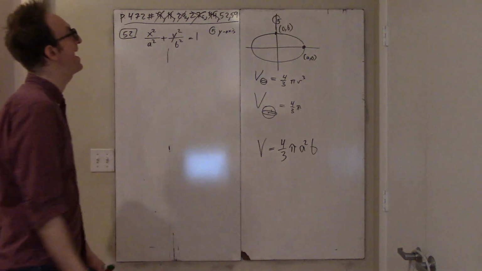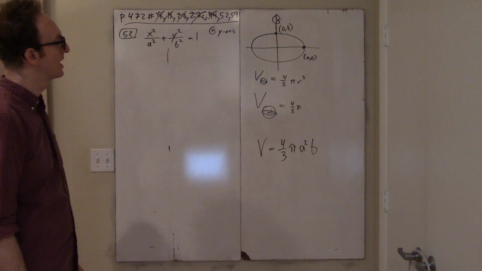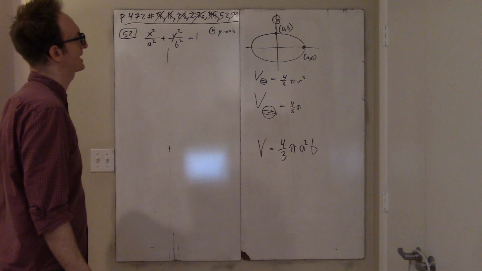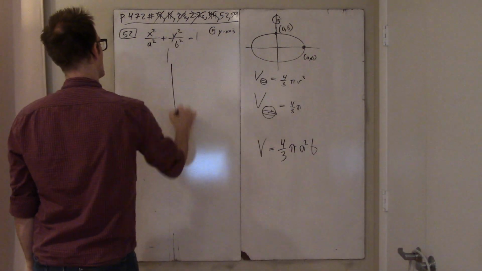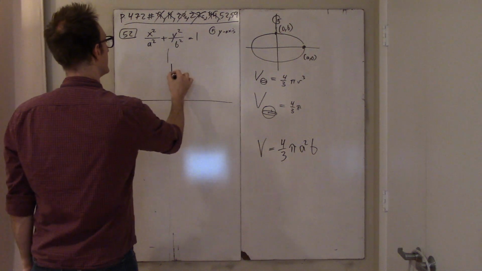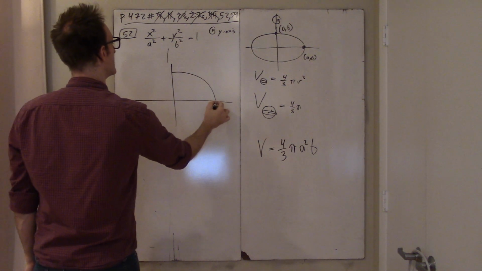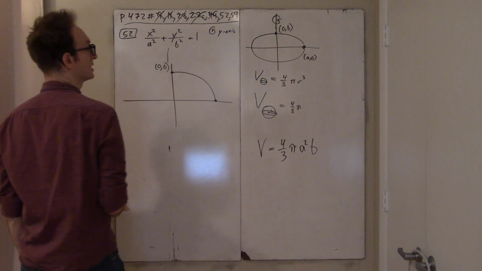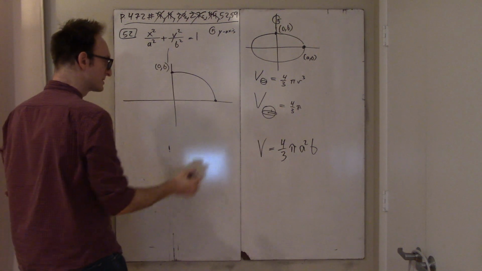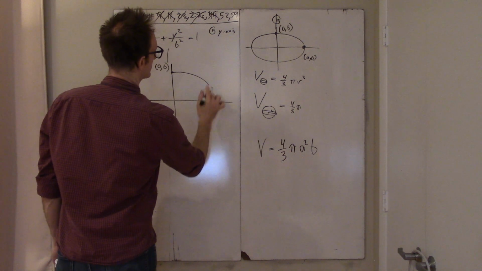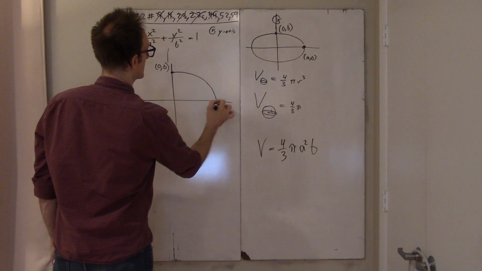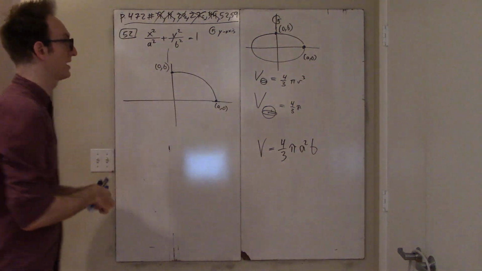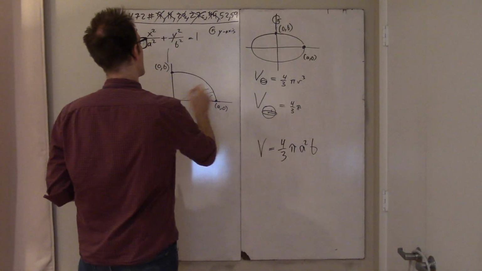Okay, how are we going to do this? I guess with shells. So, got to think for one second about what I want to do. Yeah, well, let's just go. I'll draw a quarter ellipse. Doesn't look so good. Well, whatever. a comma 0, 0 comma b. So I'll think of my region as being this one.